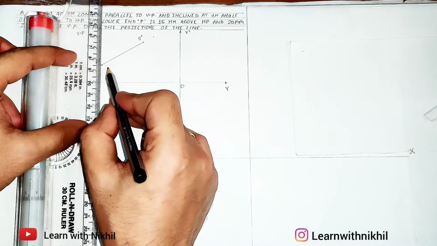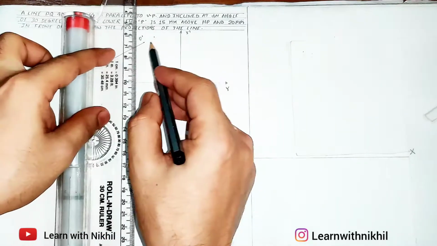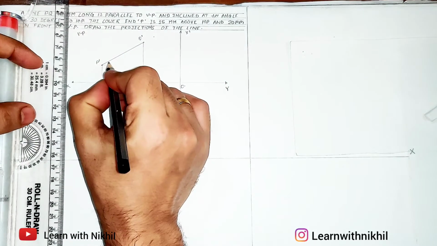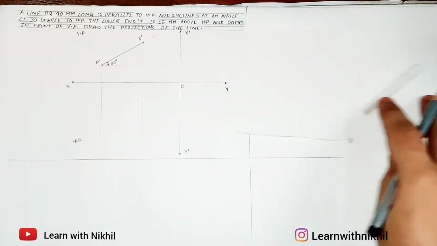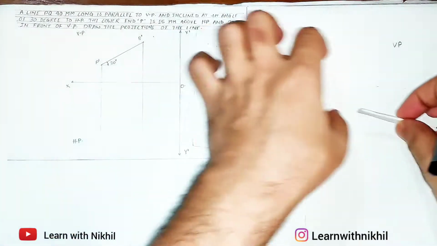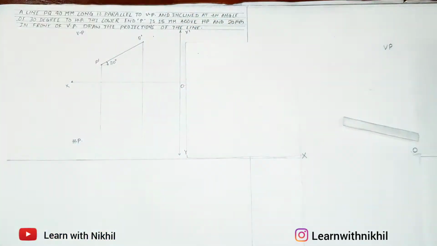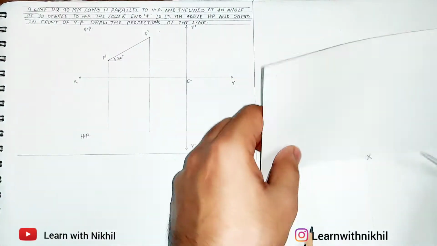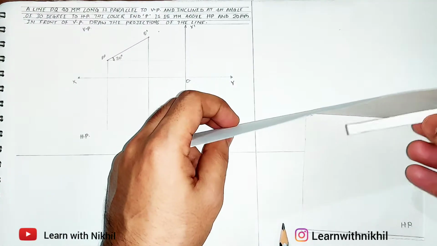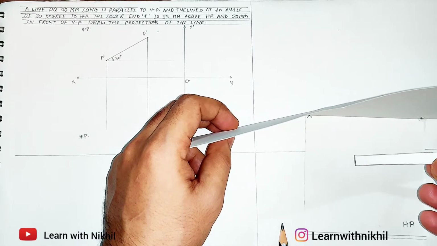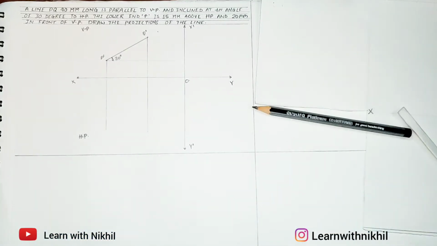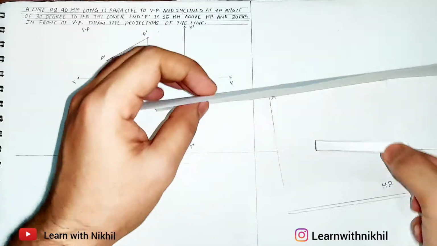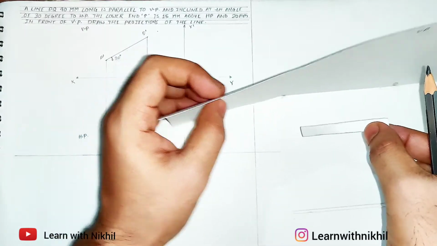Now I'll take the projections of P and Q downward in the horizontal plane, or in the top view. So I've drawn the parallel line. This angle is theta, that is 30 degrees. So this is the front view. Now top view, as we know, it is in front of vertical plane. So this distance is 20 in front of vertical plane. So we'll mark a point 20 below. So the line will be like this.